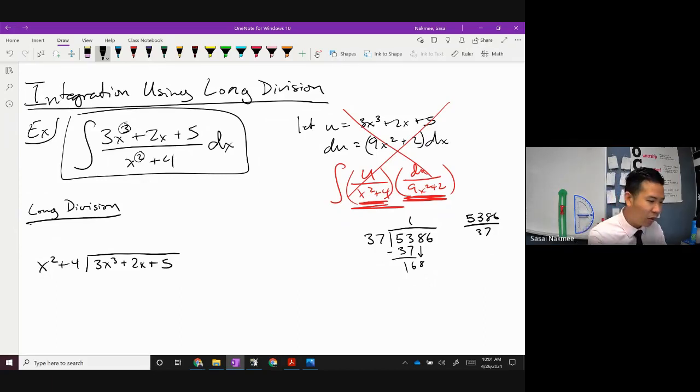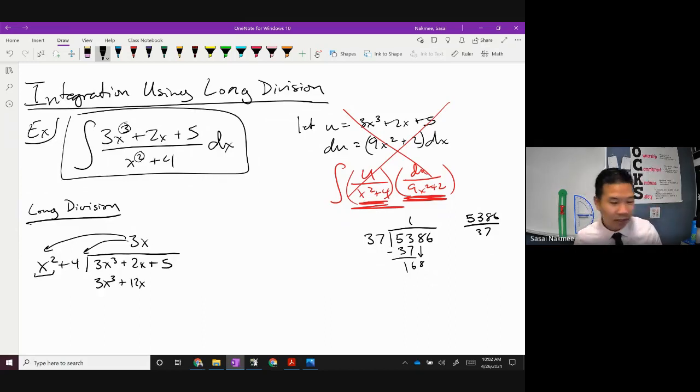And I'm going to figure out what should I multiply x squared with to get 3x cubed? And all I need to multiply that with is, well, 3x, right? If I multiply 3x times x squared, I end up with 3x cubed. That's me multiplying here to here. And then I multiply that with the 4, and I'll end up with 3x times 4, which is going to give me plus 12x, right? That's normally what we do here.